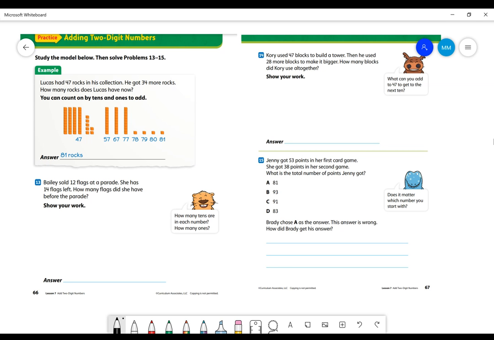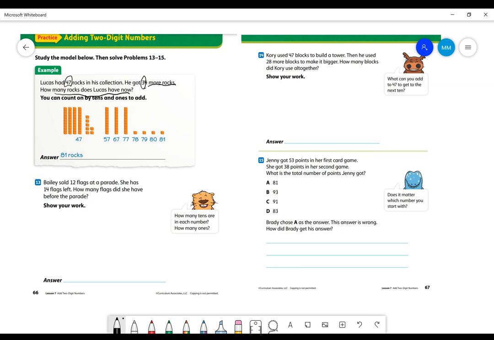Again, I know it's me saying it over and over, but we're going to read that one more time and circle our parts and underline what it is asking us to do. So Lucas has 47 rocks in his collection. He got 34 more rocks. How many rocks does Lucas have now? So if he got more rocks, does that mean I am adding or am I subtracting? I'm adding. So here is what we have for our first strategy to solve this problem.